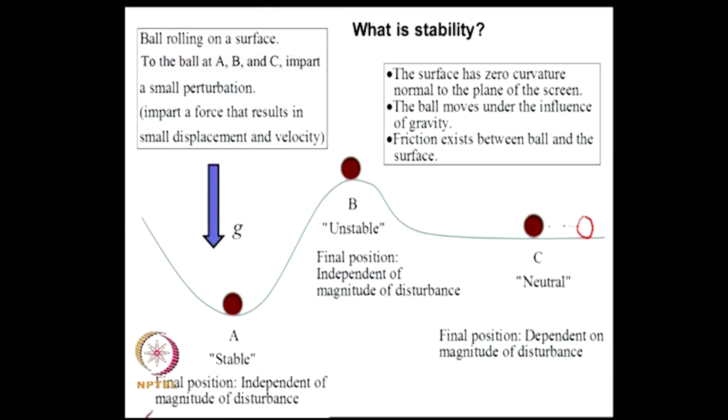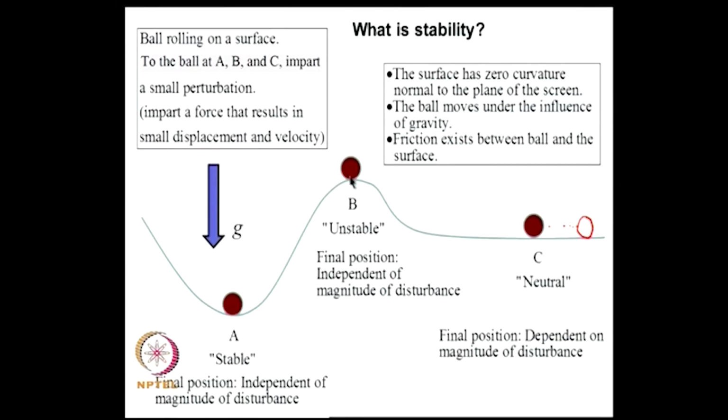The amount by which the ball rolls depends on the magnitude of the perturbation given. Here, as long as the perturbation is not very large; if I give a very large perturbation, the ball may negotiate this curve and end up somewhere else. Assuming that the perturbation we provide is within a certain range, the final position occupied by the ball is the same.